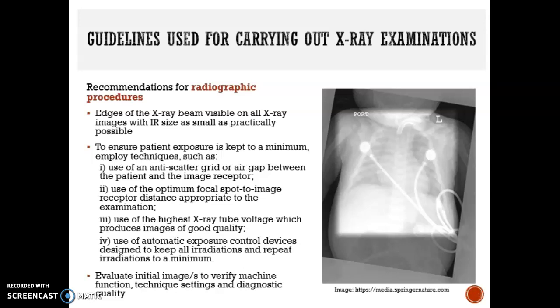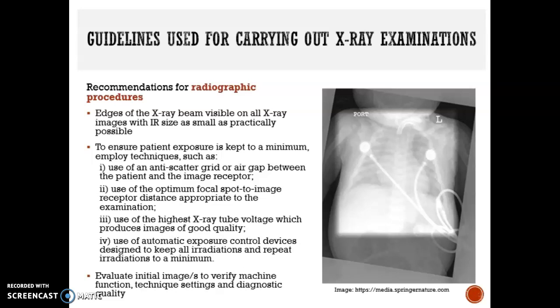The use of the highest X-ray tube voltage should always be implemented as well, because we know that the higher the kV is, the lower the mAs we need, and mAs directly influences the amount of X-ray photons reaching the patient. Also, it is good to employ the use of automatic exposure control, because if we use it the way it has been designed to be used, we can keep the irradiations and repeats to a minimum.